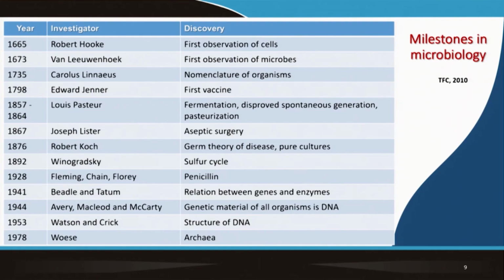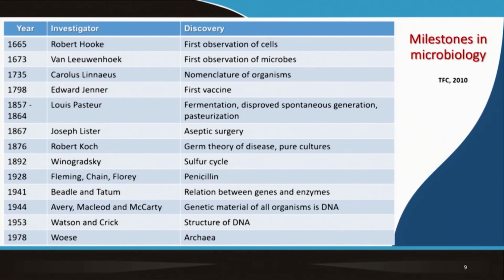Then comes 1892, when Vinogradsky was able to describe how sulfur is recycled in nature by microorganisms. So one of the major biogeochemical cycles is sulfur, and sulfur is an essential nutrient and one of the most important elements, and how it is recycled in nature by various groups of bacteria. He was able to show that in lab experiments, as well as describe what happens in nature. So this was again a very significant milestone, and we will be looking at it in detail in one of the topics of the course.